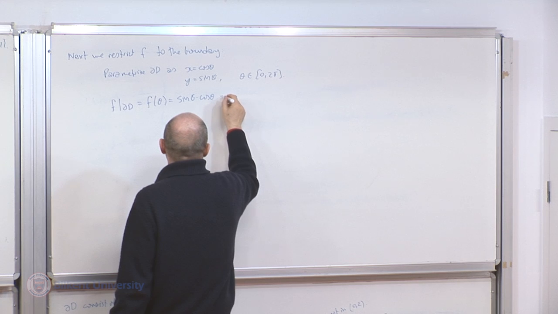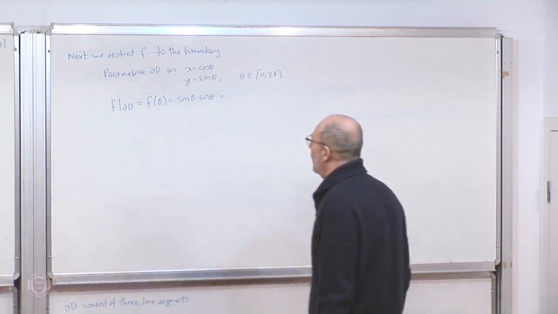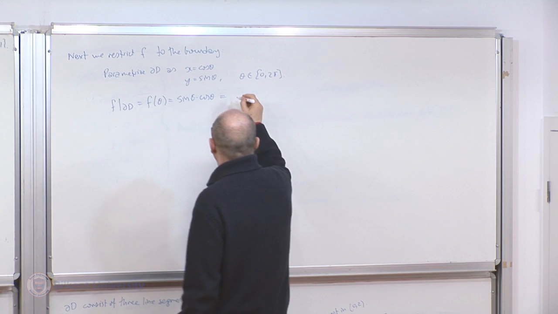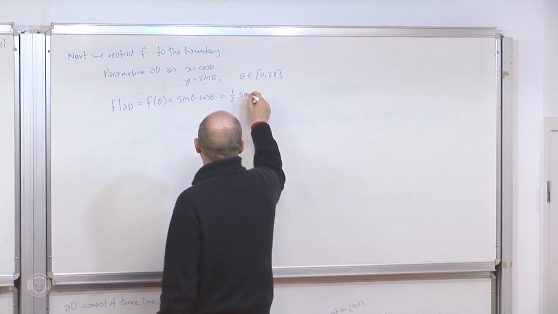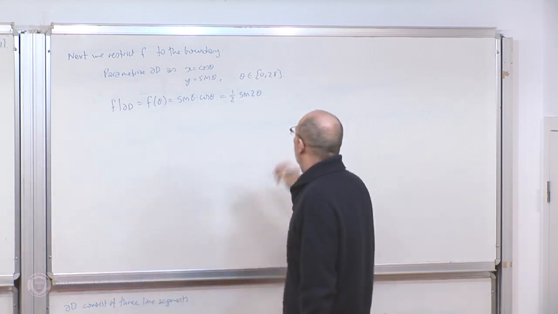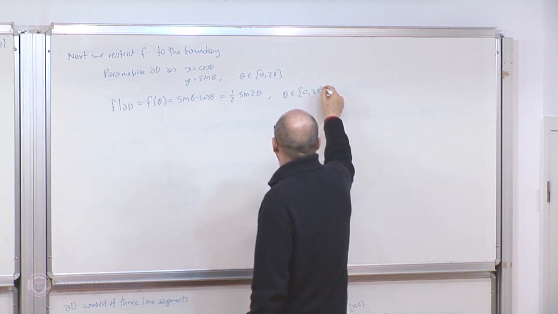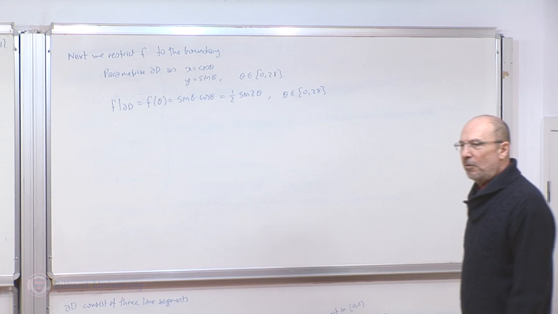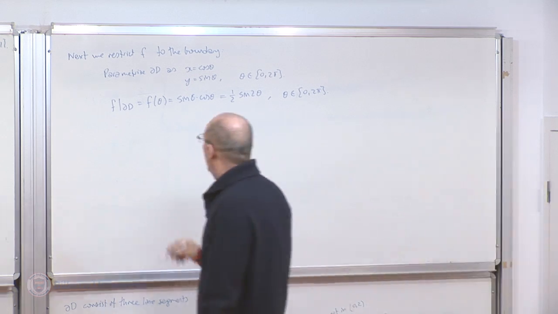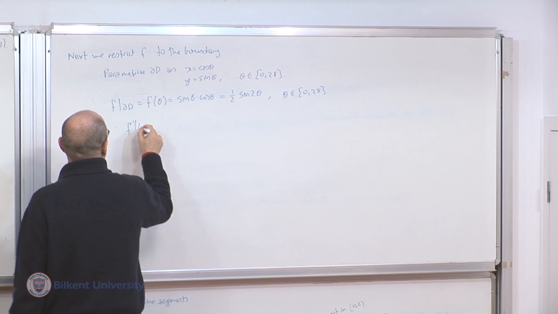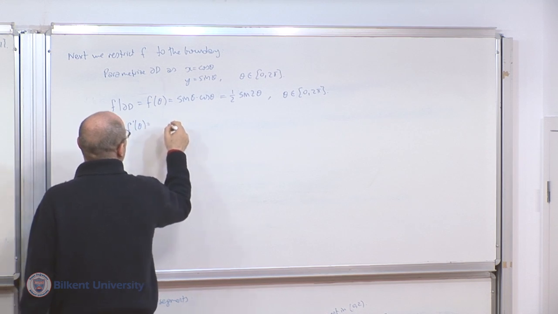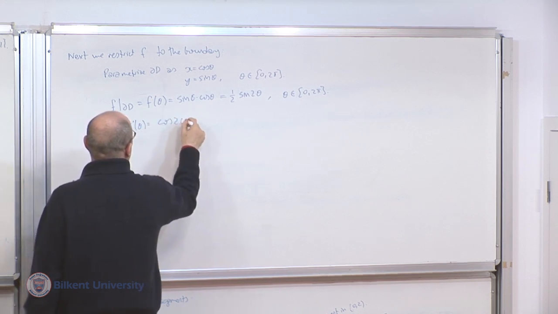That's sine times cosine theta. Just to make life easier or difficult, it depends on where you feel yourself comfortable, I write this as 1 over 2 sine 2 theta. Okay? So remember that theta is in 0 to pi. Now we find the critical points of this on the boundary. F prime theta is equal to cosine 2 theta, right?